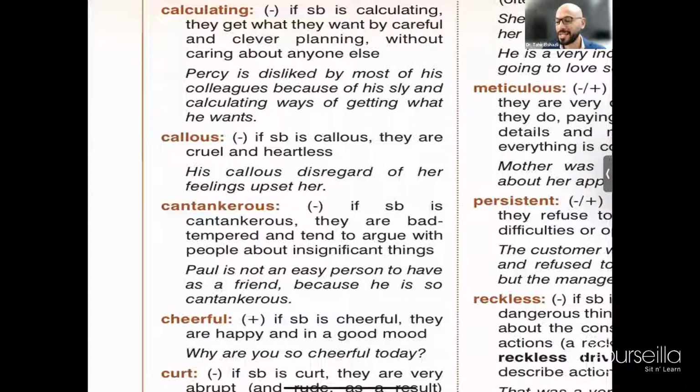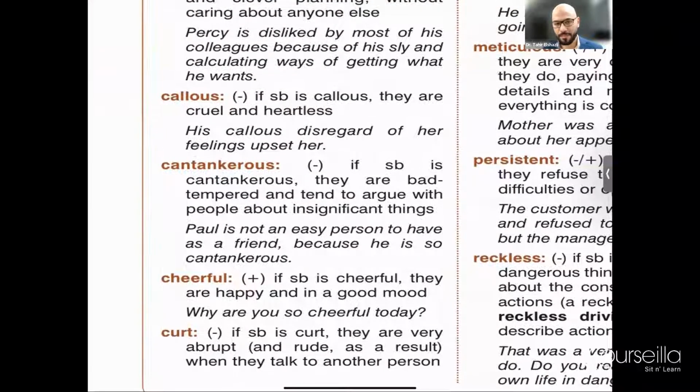The next word is callous. What does callous mean? Guys, come on. It's on the screen. What does it mean? Cruel. Cruel and heartless. All right. His callous disregard of her feelings upsets her. تمام. تعالوا نشوف بقى the next word.